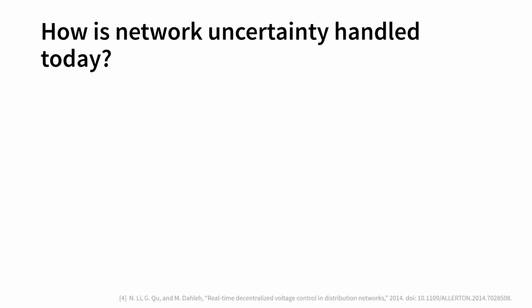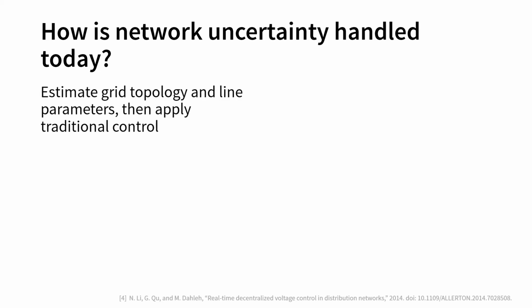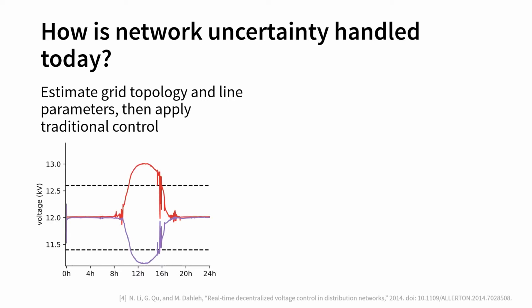So what are the existing approaches to voltage control, given all of the network uncertainty? Generally speaking, there are two strategies that are commonly adopted. The first approach is to estimate the grid topology and line parameters, then apply traditional control methods. However, these methods often require making strong statistical assumptions on the noise and distribution of voltage measurements, which may not always reflect real-world settings. And in the case that the learned network is imperfect, applying traditional control methods on the wrong network may lead to even worse voltage violations.